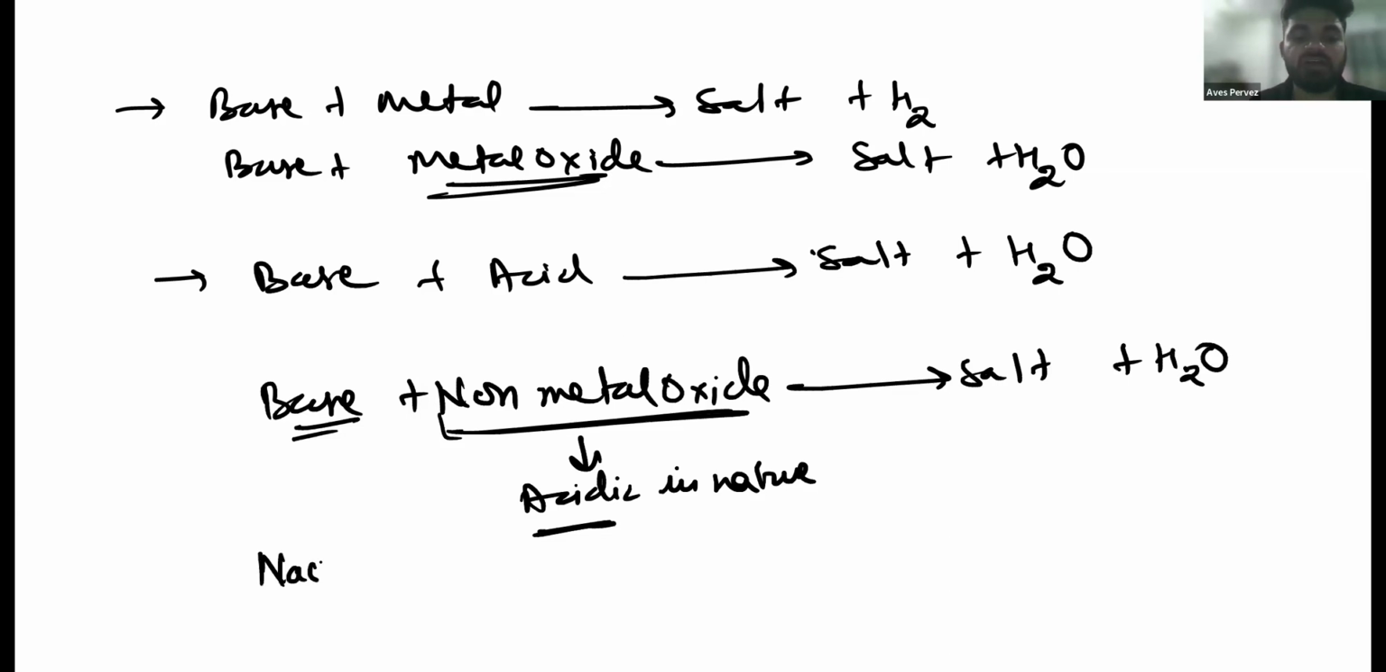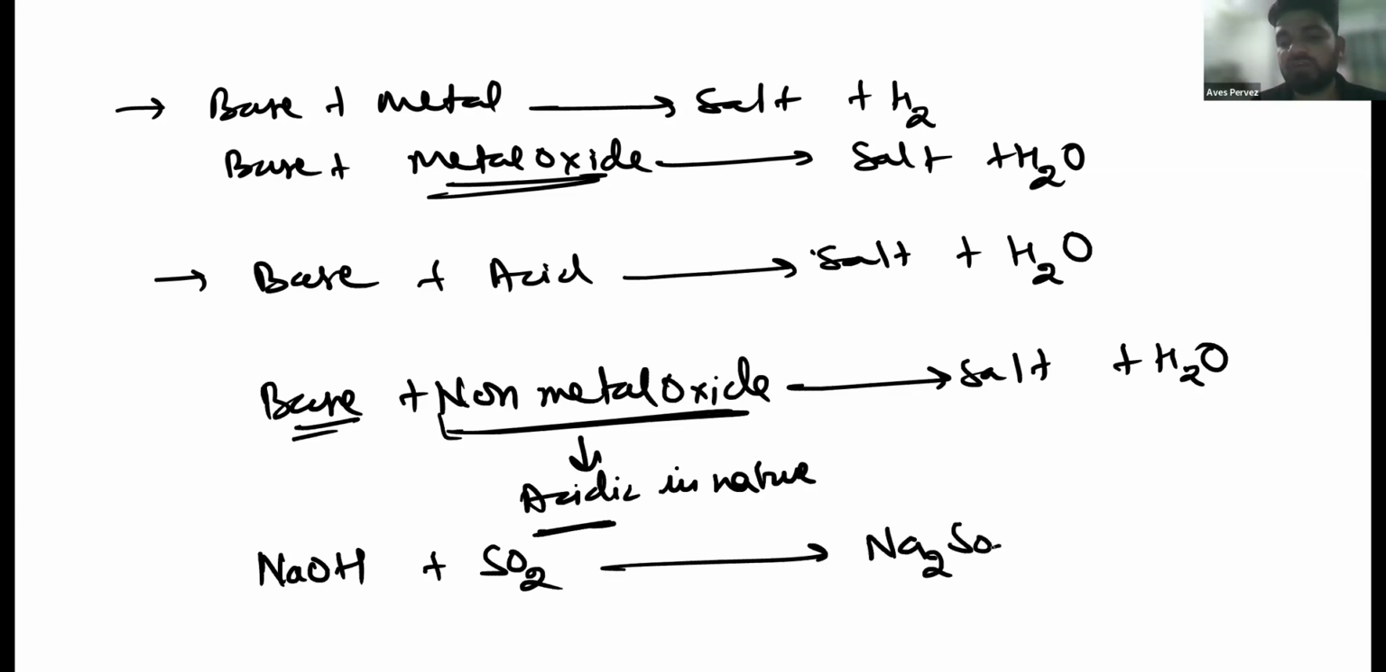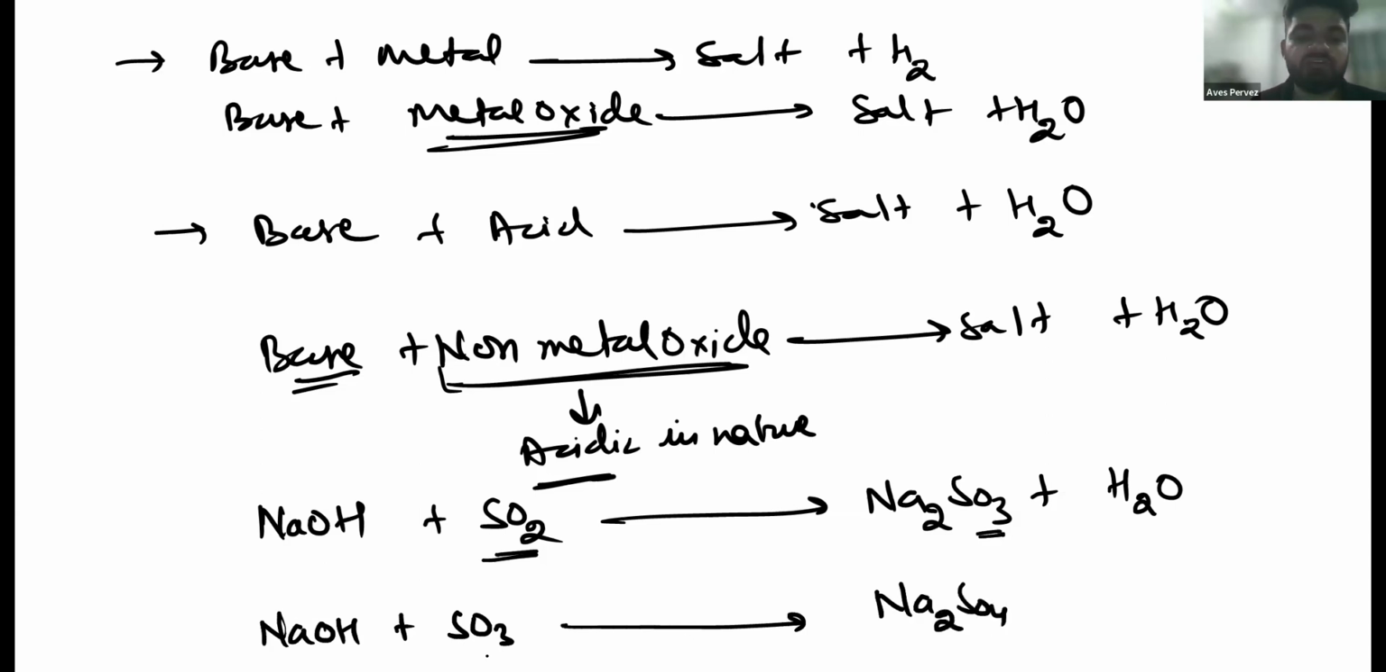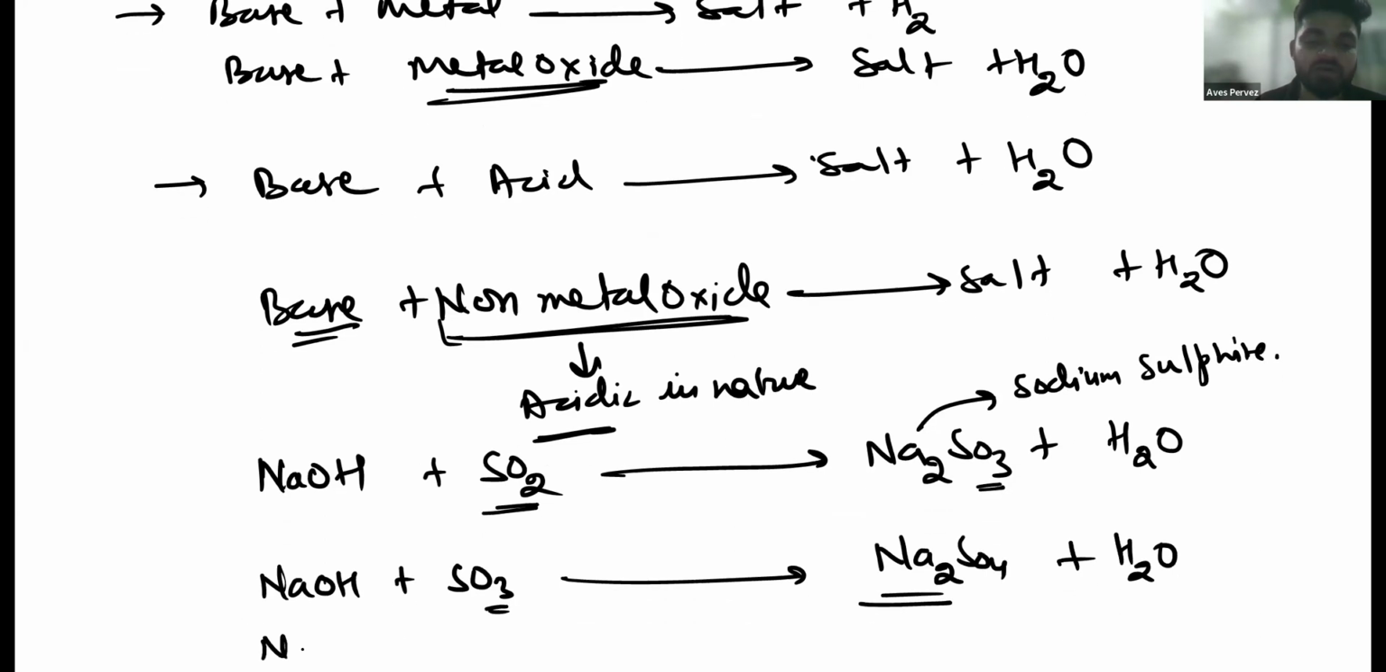Okay. So if we have NaOH reacting with sulfur dioxide, it will give you Na2SO3 plus water. Keep in mind that if we have sulfur dioxide, here it will be SO3, not SO2. If we have NaOH reacting with sulfur trioxide, it will give you Na2SO4, one oxygen extra, plus water. This is sodium sulfate and this is sodium sulfite. For example, if I ask you NaOH when reacted with CO2, what will it give you? Tell me.